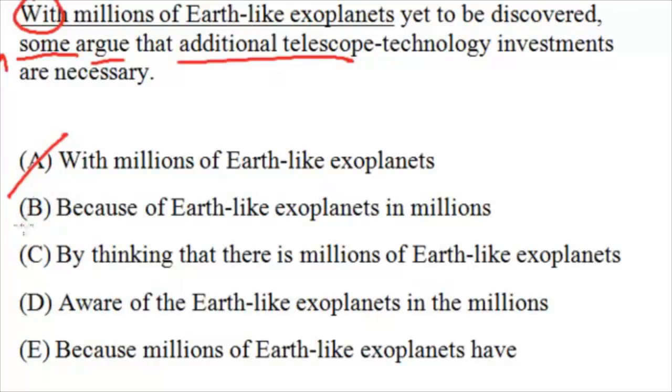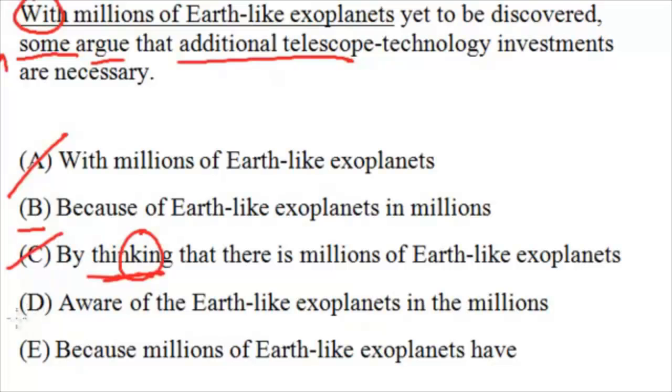What about B? We'll skip B for now. It could be a possible answer. We'll just get rid of all the modifier errors, right? So C says, by thinking that there is millions of Earth-like planets. So the main idea over here is thinking. By this thinking, right? Yet to be discovered, some argue. Who can do the thinking? Some people, right? But the original sentence says, we have so many planets, and this is the reason why we should spend more money. That's the logic that they're trying to convey, right? So it can't be C.